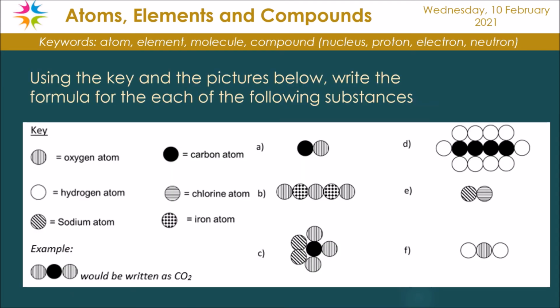Now if you use the key on the left and the pictures A, B, C, D, E, and F, you can write the formula for each of the following substances. For example, at the bottom, they've got one black circle, which is the carbon atom, and two circles with vertical lines, and those are the oxygen atoms. So there are two oxygens and one carbon, so the example would be CO2. Once again, pause the video and see how many of those you can do from A to F.